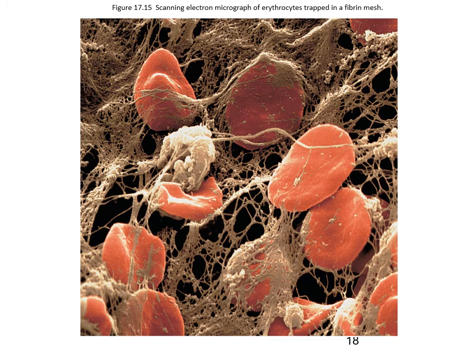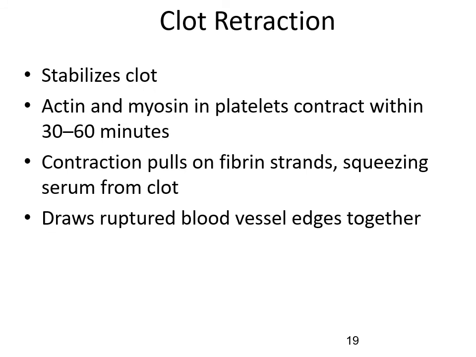So there's a look at a scanning electron micrograph of erythrocytes, red blood cells that become trapped in this net, this fibrin mesh. Isn't that cool? Okay, then after the clot's formed, it stabilizes. And the actin and myosin protein filaments that are in the platelets contract within 30 to 60 minutes. And contraction pulls on the fibrin strands, squeezing the serum from the clot. And this helps to draw the ruptured blood vessel edges together.